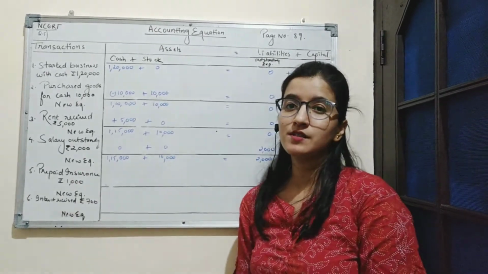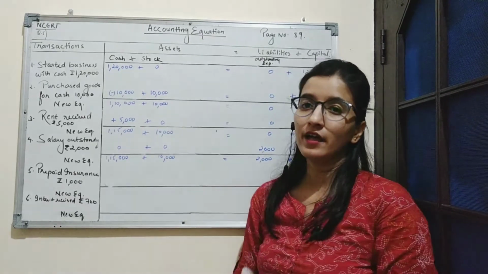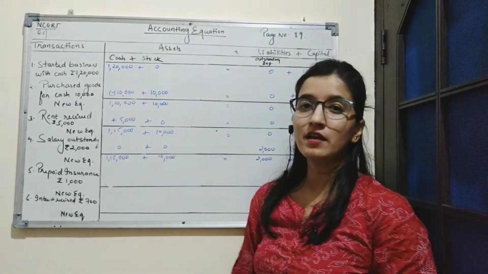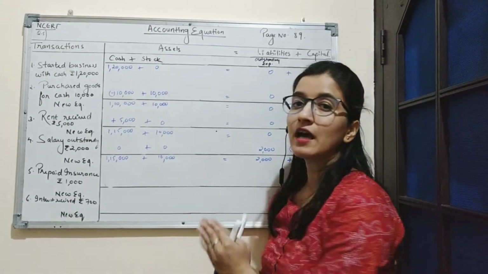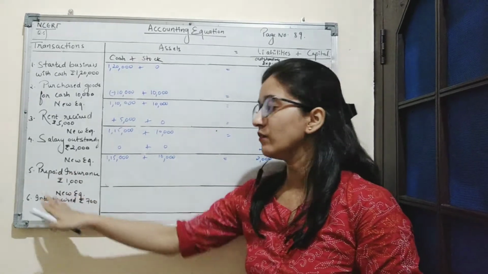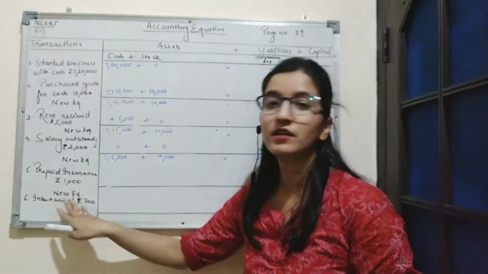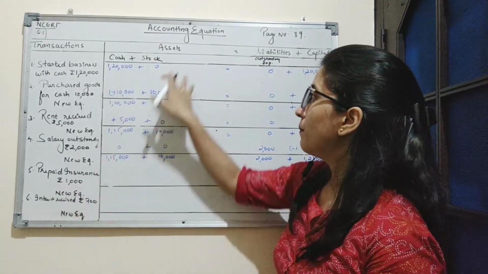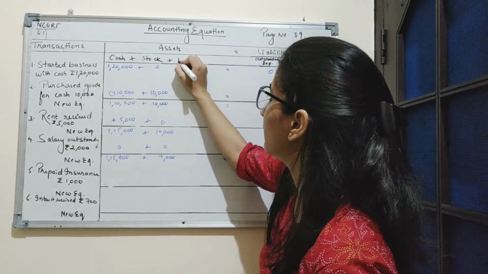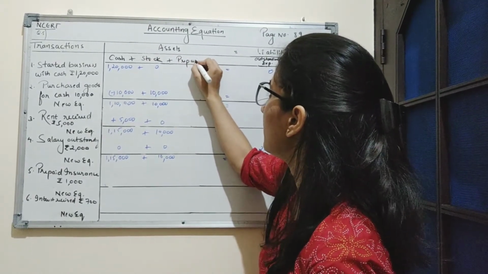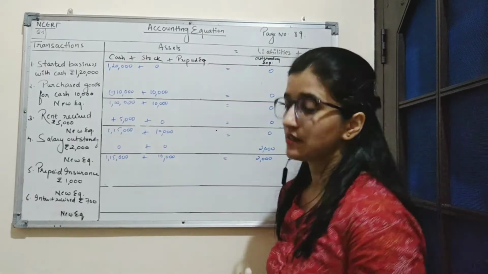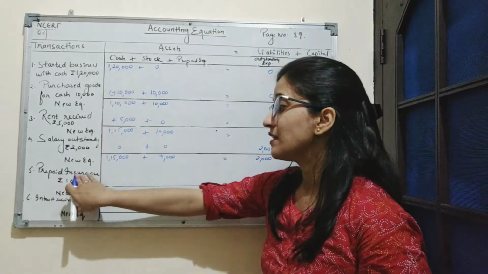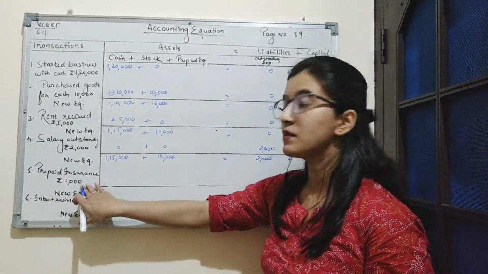See, prepaid insurance means insurance which we have paid in advance. It is also known as prepaid expenses. These are the expenses which we have paid in advance. This is also treated as asset, as it cannot be converted into cash, but we can get its benefit in future. So it is a kind of asset. So we will open a column of prepaid expenses on asset side. Now here, prepaid insurance means insurance has been paid in the form of cash, rupees 1000.